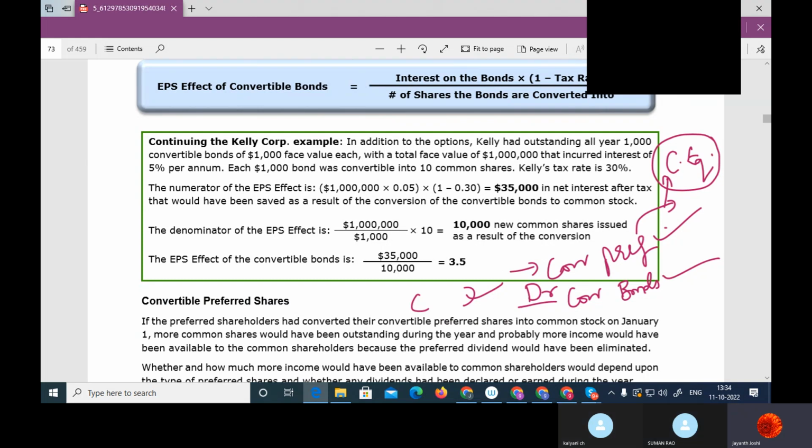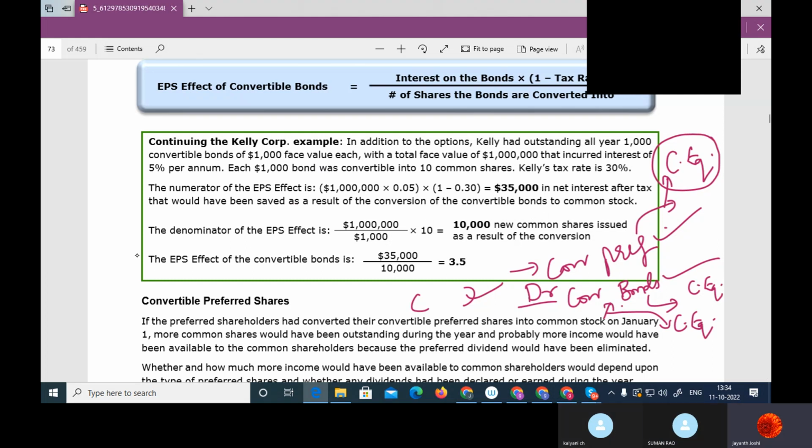Understood? Second point, convertible bonds. Convertible bonds are going to get converted into common equity again. So whatever interest you were supposed to pay to convertible bond holders would now not be paid to them. It would be paid to equity holders. So in the numerator you will add this also, tax we will add.